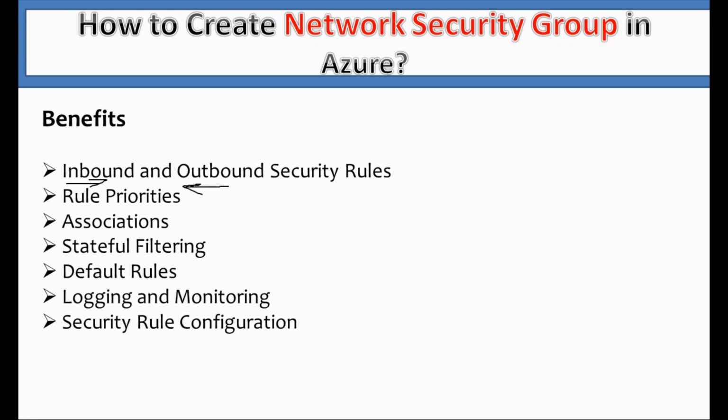Then we have security rule configuration. In NSG, rules are defined based on source and destination IP address, ports, and the protocol. Rules can be configured to either allow or deny traffic. It also supports dynamic addressing. NSG supports the use of dynamic addressing, allowing the use of service tags to define rules based on Azure services such as Azure Storage or Azure SQL Database.